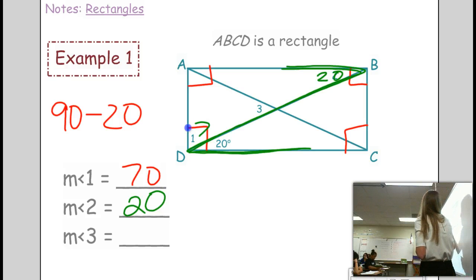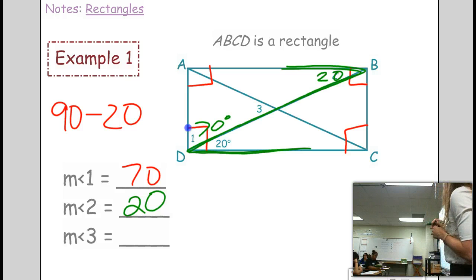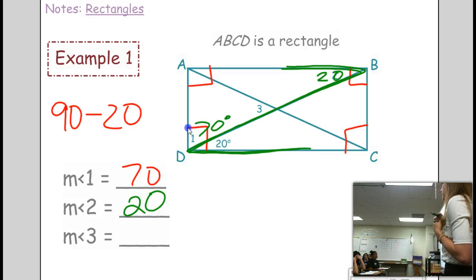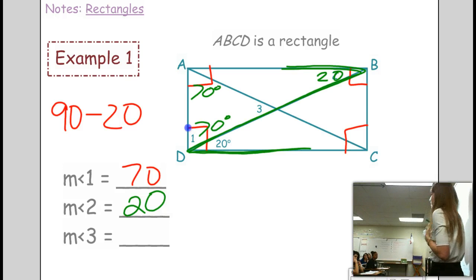Here, let me mark this one. This one's 70. Let me give you a hint while Ashley's thinking. When you draw the diagonals of a rectangle, you get 4 isosceles triangles. So all 4 of these triangles are isosceles. Does that help, Ashley? If this triangle's isosceles? This is 70, so what's this one? 70. If it's isosceles, it's 70 and 70. Now you can find angle 3.